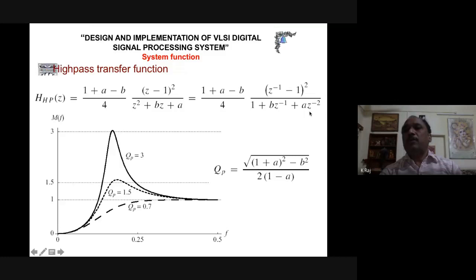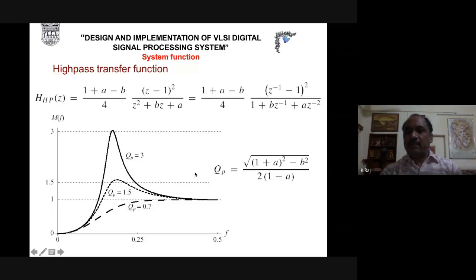QP will be described by this equation, that is under root (1 plus A) its square minus B square divided by 2 times (1 minus A). And again, if the Q is 1 by root 2, flat response, otherwise peaks or ripples will take place as we are increasing the value of Q, and bandwidth decreases, sensitivity increases.